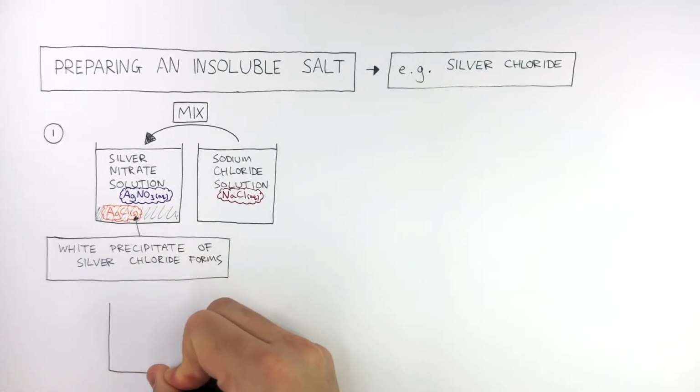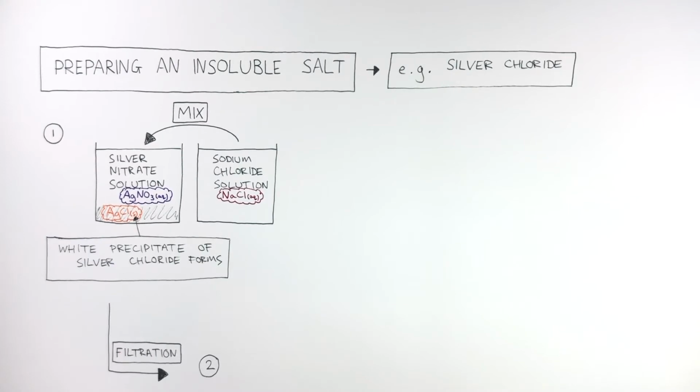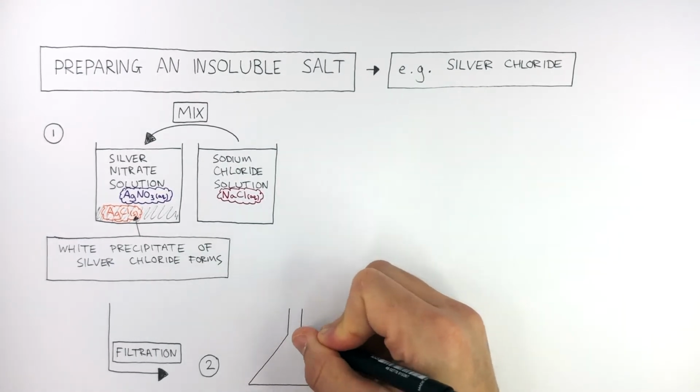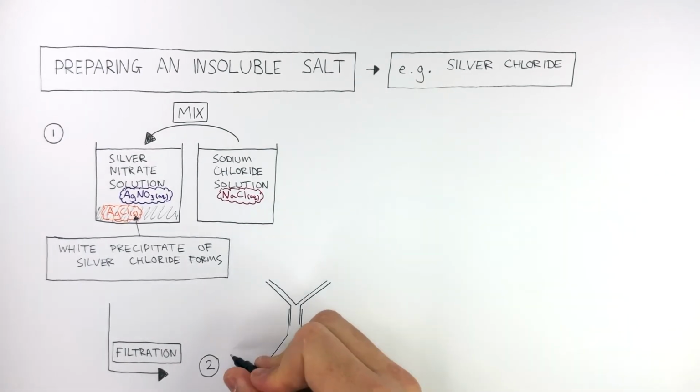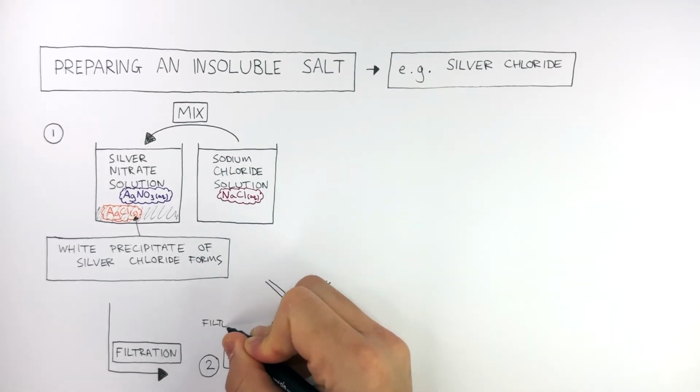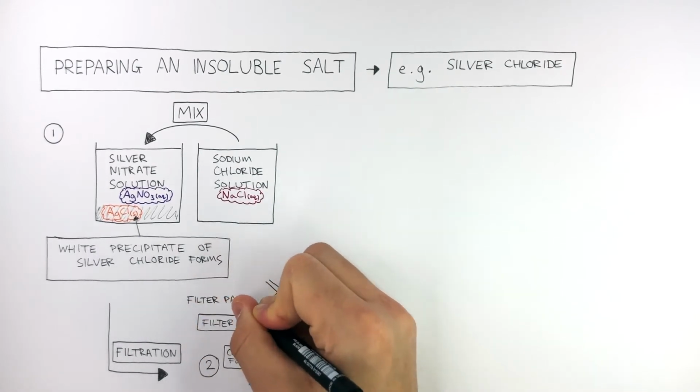In the next step, we then use filtration. The apparatus required for filtration are a conical flask, a filter funnel, and filter paper. So this is the conical flask, this is the filter funnel, and this is the filter paper.